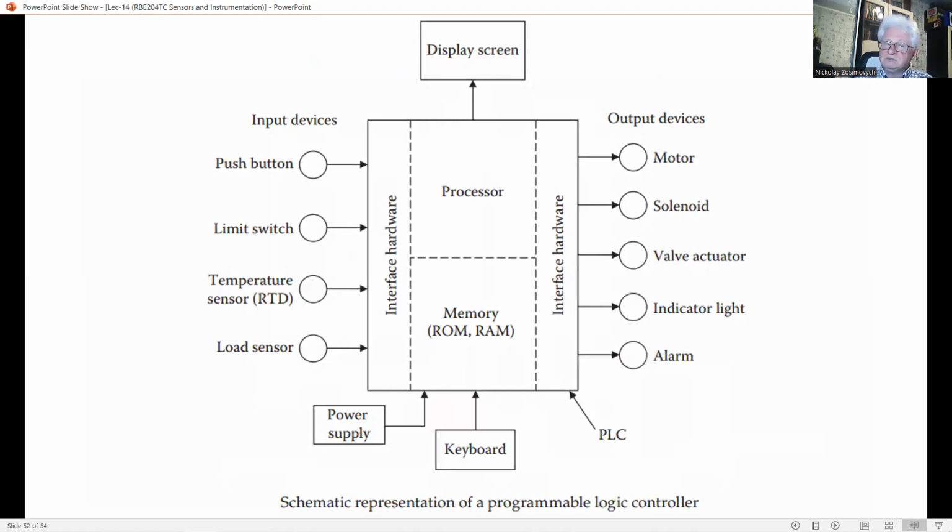The primary function of a PLC is to switch, generally speaking, energize or de-energize the output devices connected to it in a proper sequence depending on the states of the input devices and according to the logic dictated by the program. Consider the schematic representation of a PLC that is shown in this figure. Note the sensors and actuators in the PLC.